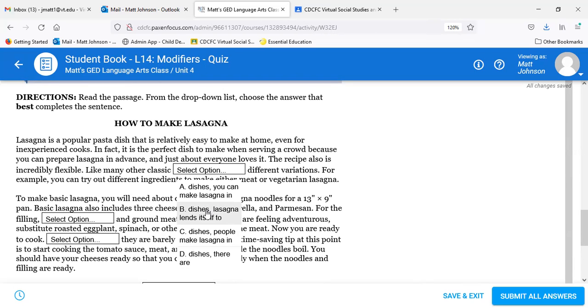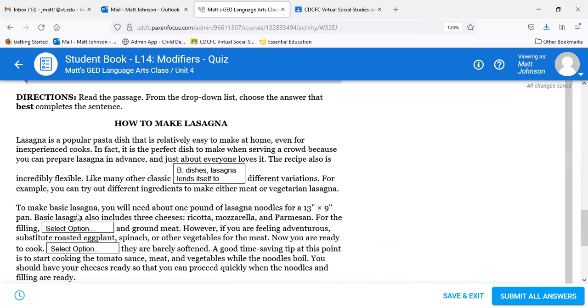That makes it sound like you're, how to describe this, making it look different. And then the other one, people make lasagna in different variations, makes it sound like people are in different variations when they're making lasagna. So B: like many other classic dishes, comma, lasagna lends itself to different variations.